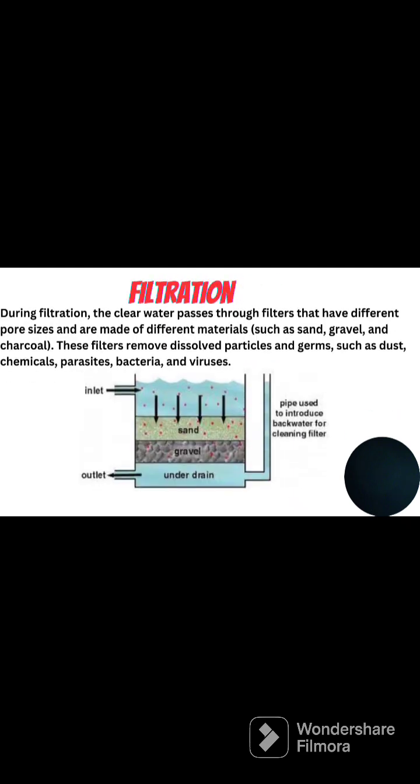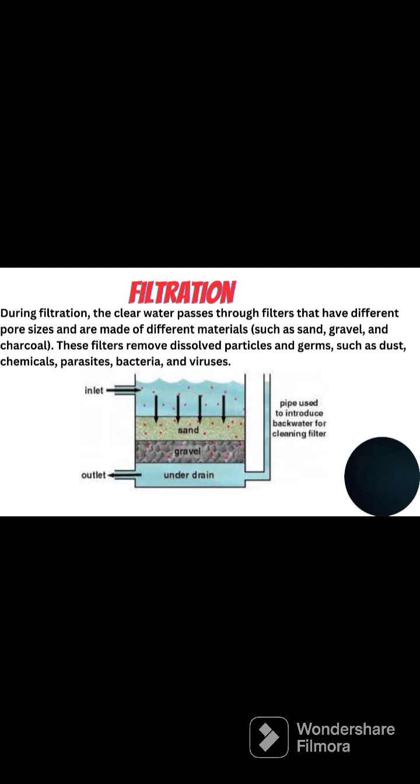Next is filtration. Filtration is very simple. In this process, everything is filtered out, that is sand, gravel, and then by this underdrain process, the water goes to the outlet for the disinfection process. During filtration, the clear water passes through filters that have different pore sizes and are made of different materials, and these filters remove dissolved particles and germs such as dust and chemicals.